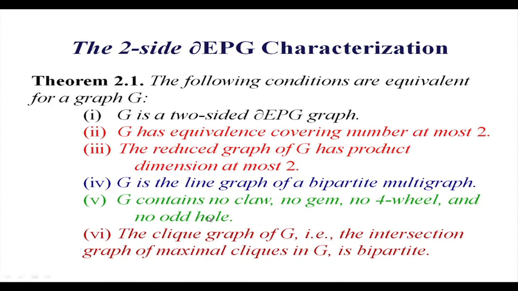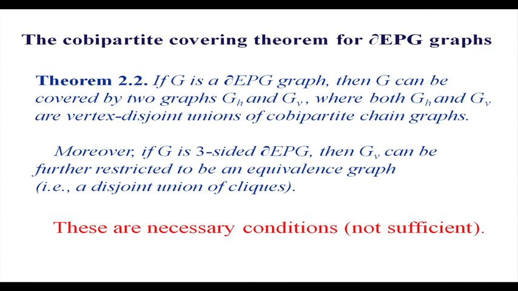It has the forbidden subgraph characterization that we saw, and the clique graph of G, the intersection of the maximal cliques in G, is a bipartite graph. That's the result for two-side.